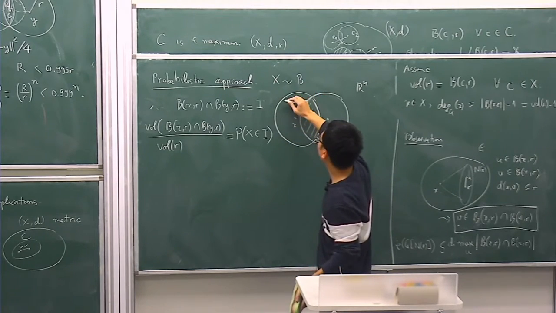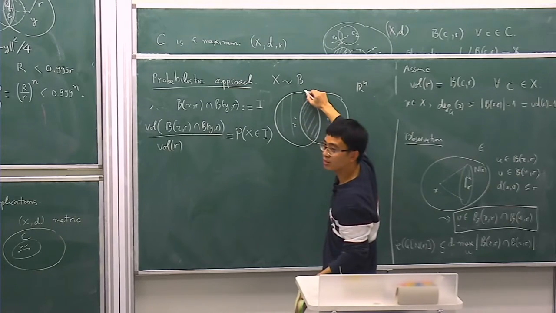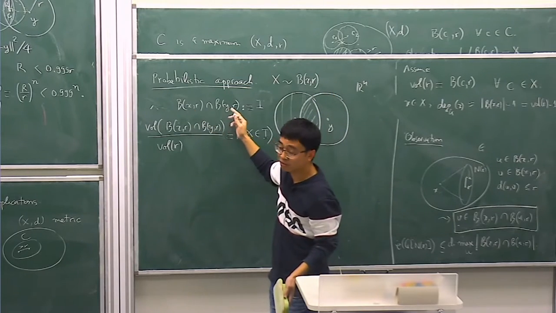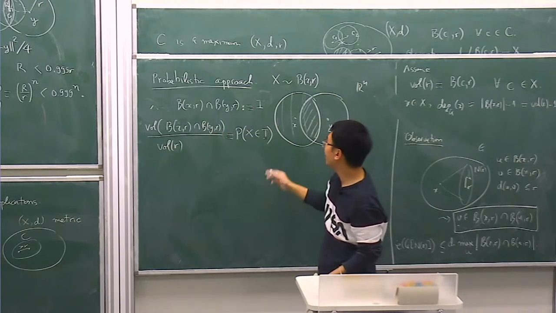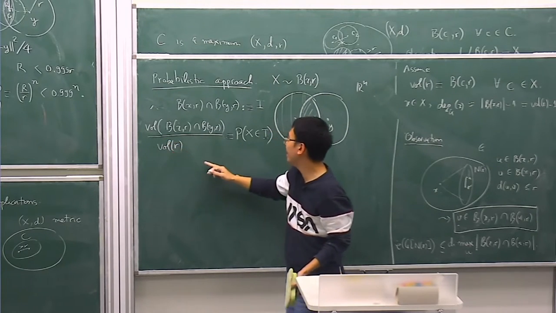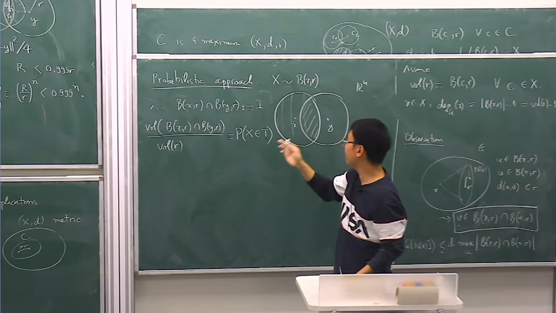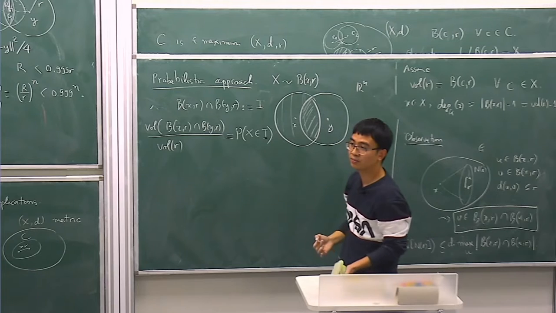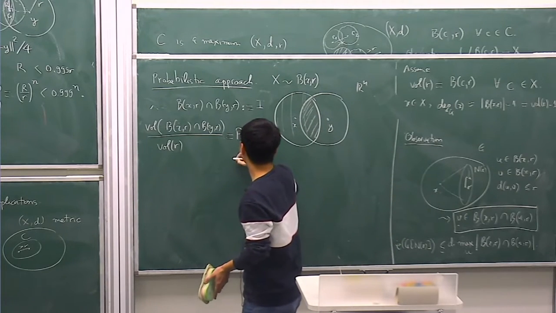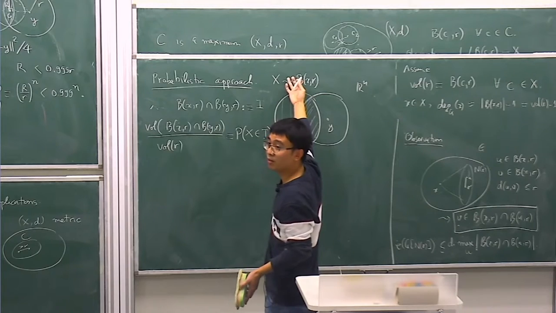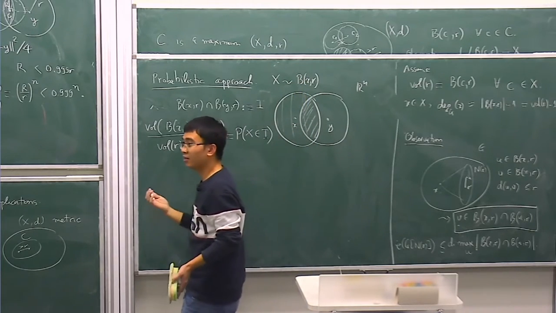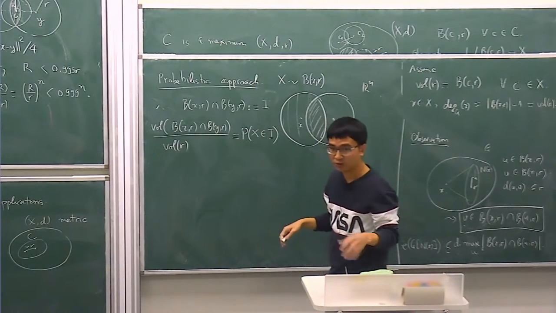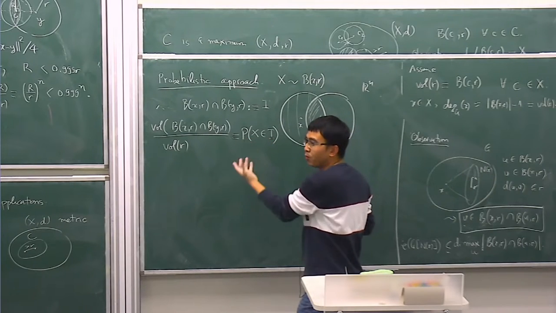So we draw a point uniformly at random from this ball. I denote the intersection by I. Then the ratio of these two volumes is the probability that our random point belongs to the intersection. This follows from the definition of the uniform distribution. So our task now becomes to estimate this probability, right?